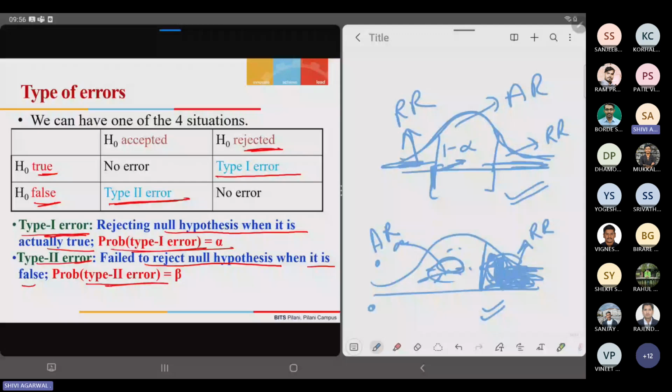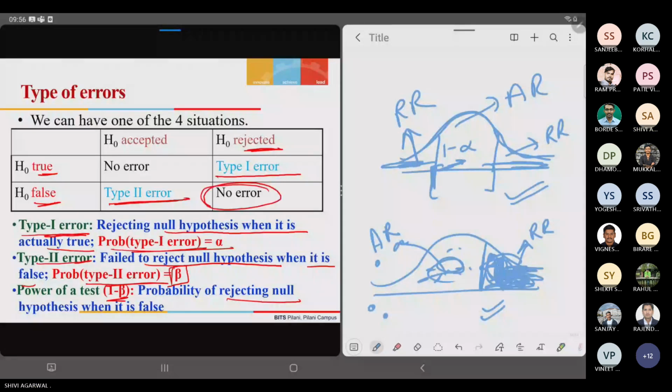Okay. So this is the probability of type 2 error, and it is denoted by beta here. And then 1 minus beta is known as the power of the test. Okay. So the power of the test is what? The probability of rejecting the null hypothesis when it is false. So at that time, we are not committing any mistake, we are not committing any error. So that is the power of the test. Okay.